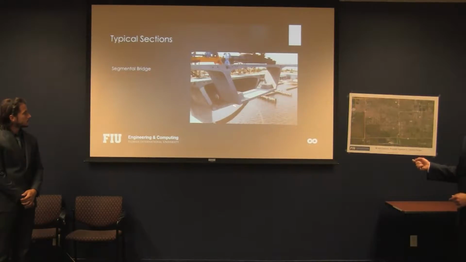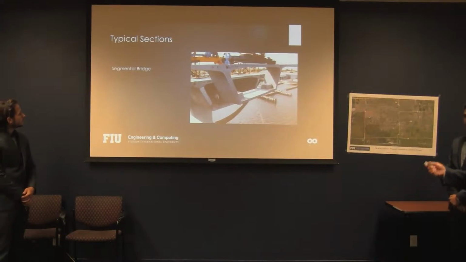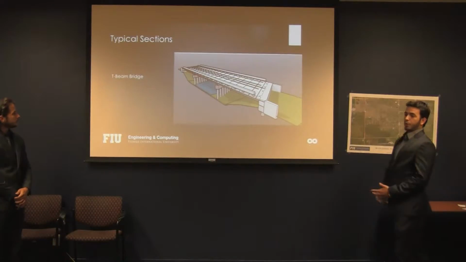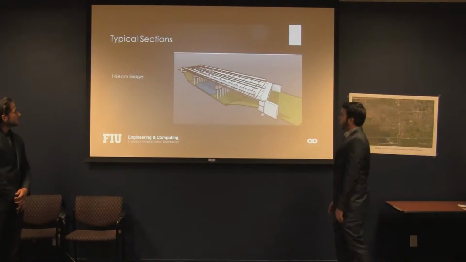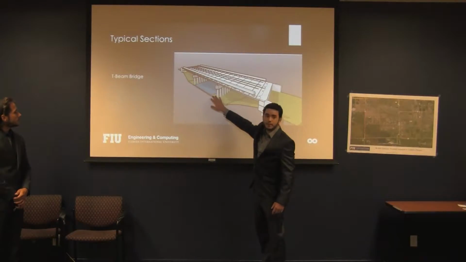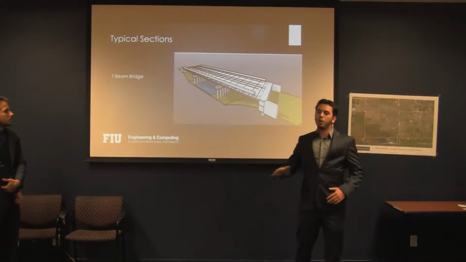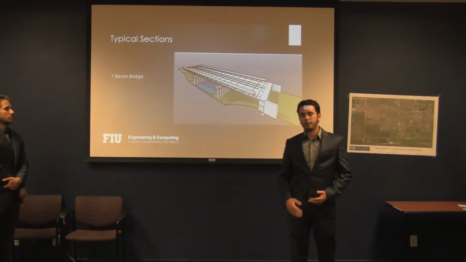Now, this is your typical section of a single cell box girder segmental bridge. Next slide, please. Alright, so here, this is what we're going to do for most of the overpasses. Although this one's going through water, so then it's going to look like this. We're actually going through one canal. The rest of them are just going to be overpasses over regular roadways that are not developed yet.